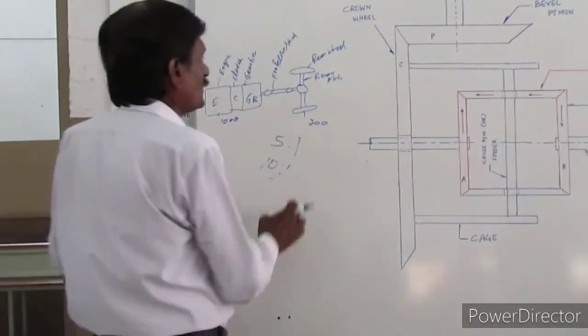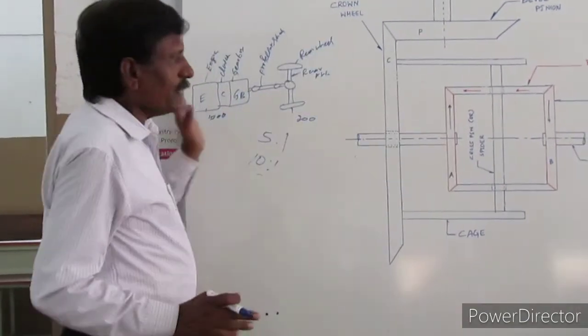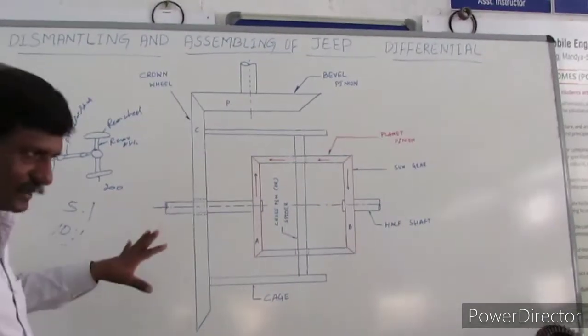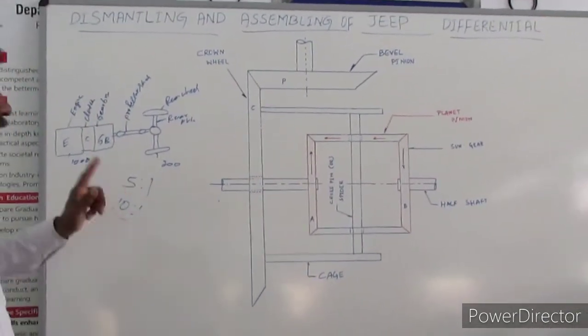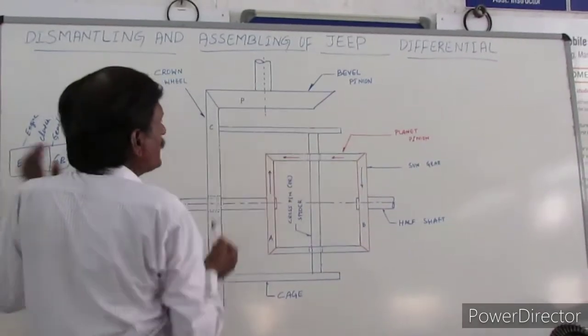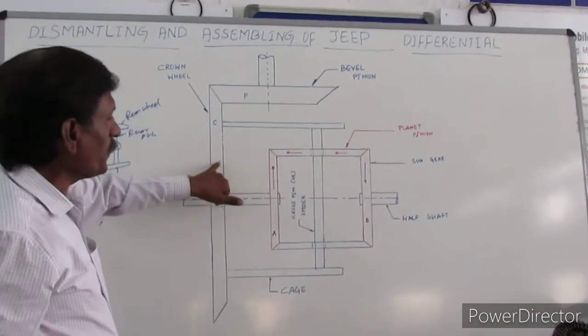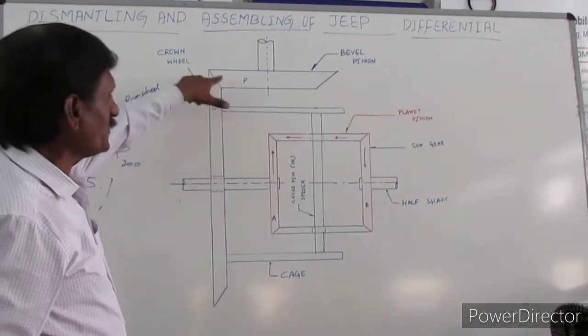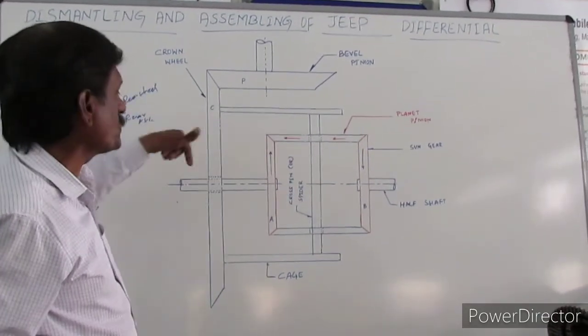And again, the next thing is the differential unit used in the rear axle or the driving axle. Here, this is the bevel pinion. It is connected to the gearbox output shaft. Then from this bevel pinion, the power is transmitted to the crown wheel. These two are perpendicular to each other, and there is a constant reduction in speed between these two.